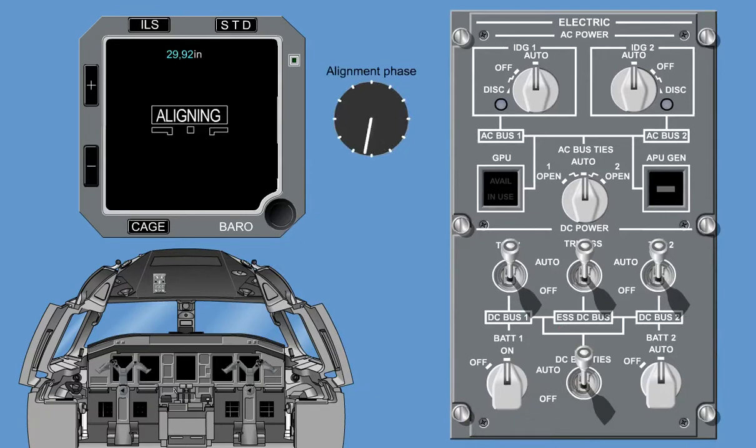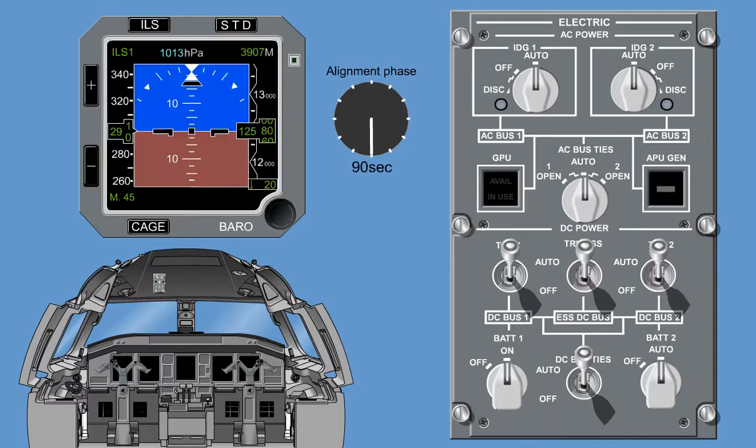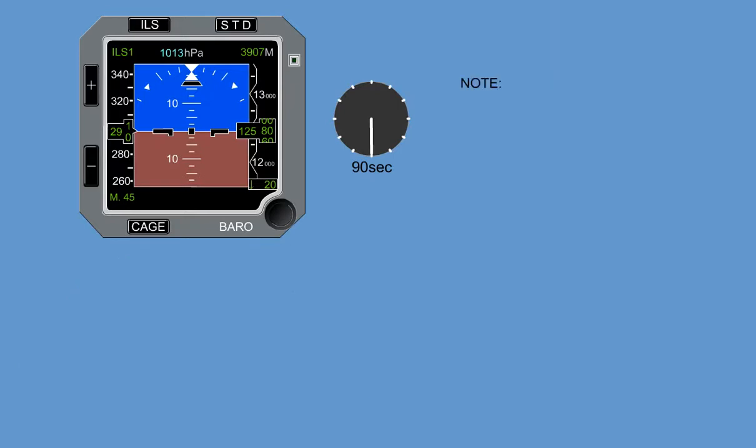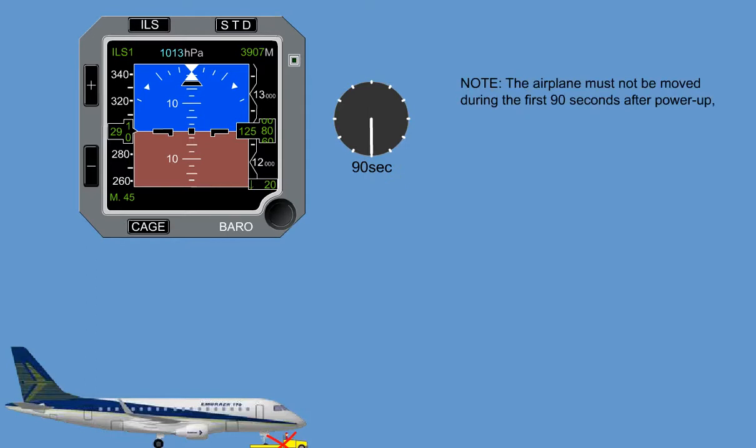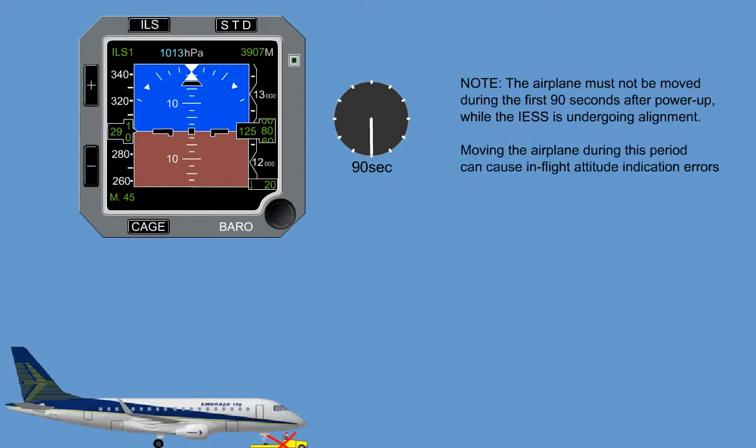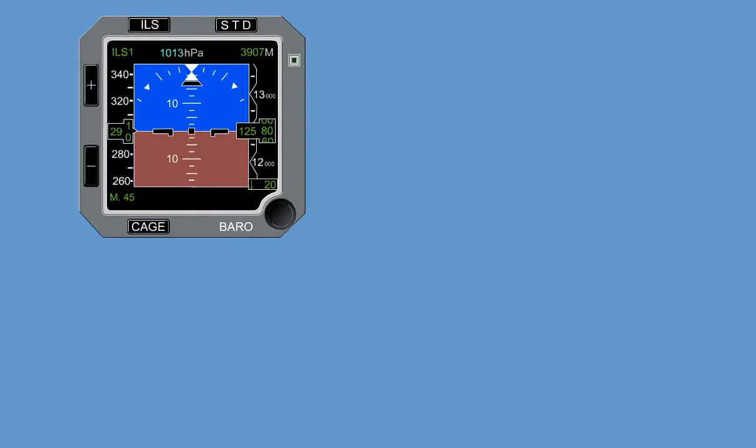Then, the IESS starts its alignment phase, which requires about 90 seconds to be completed, and can be identified on the screen by its alignment flag. Note, the airplane must not be moved during the first 90 seconds after power-up, while the IESS is undergoing alignment. Moving the airplane during this period can cause in-flight attitude indication errors that are not noticeable on ground.